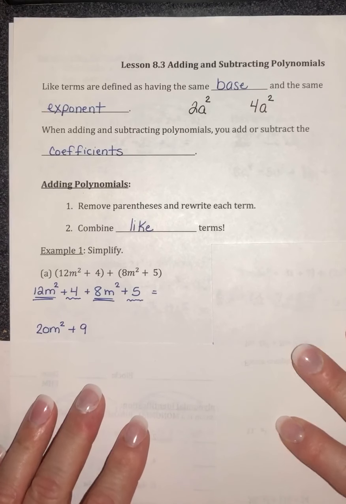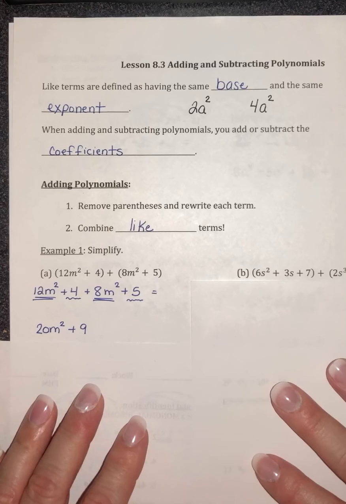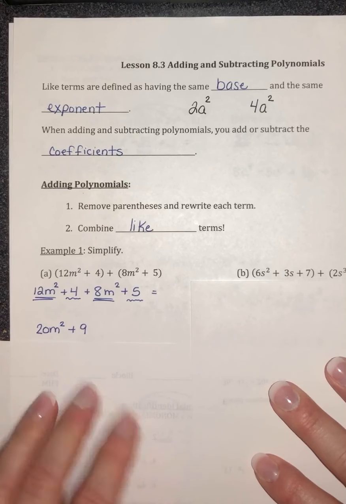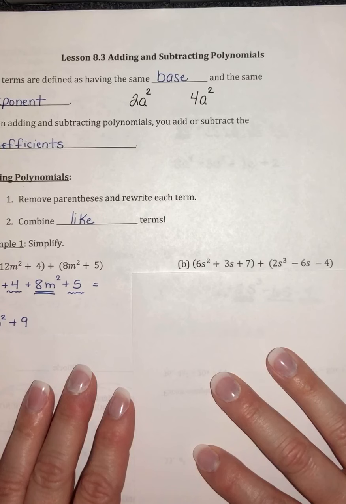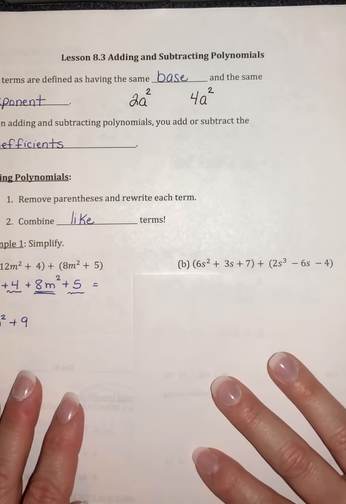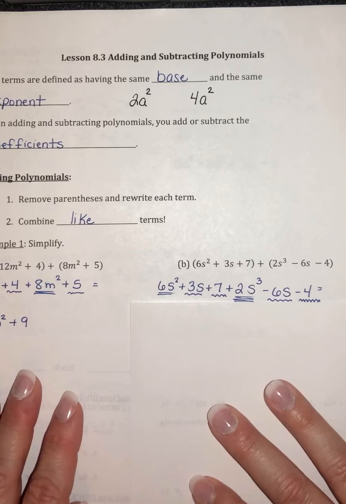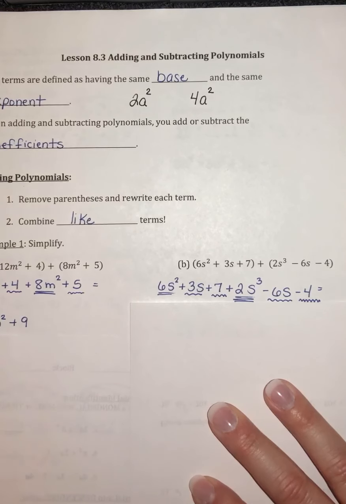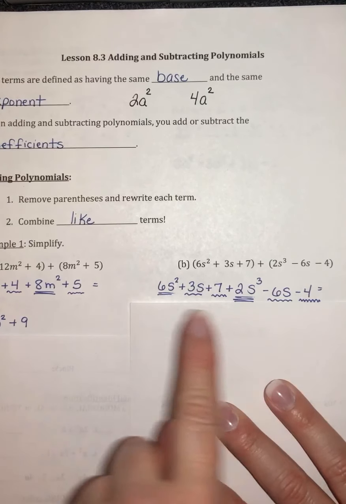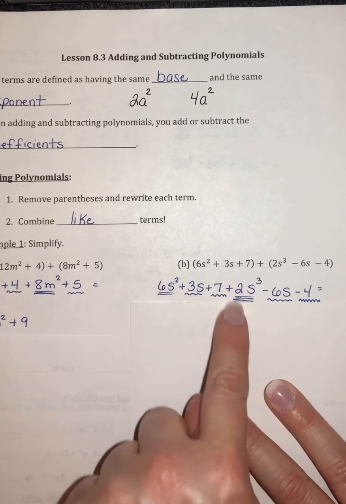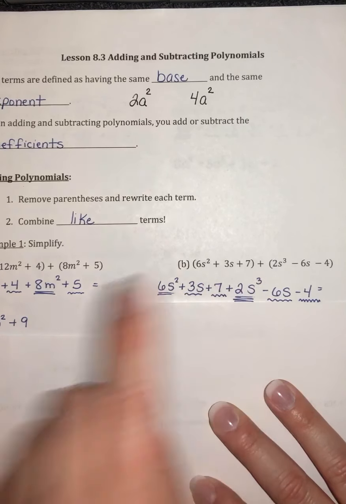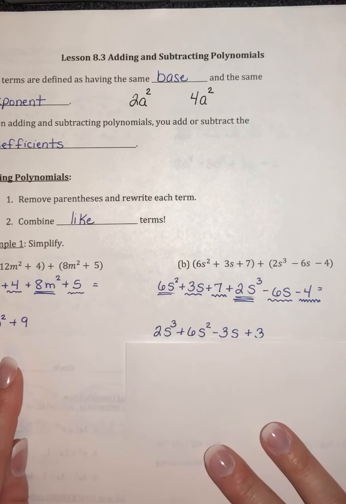Let's look at our next example. So again, we have two polynomials. 6s squared plus 3s plus 7 added to 2s cubed minus 6s minus 4. So again, I start by rewriting. And again, you can see I've already underlined with similar markings, like terms. So we have s cubed. There's no term like the s cubed, so I write it down.